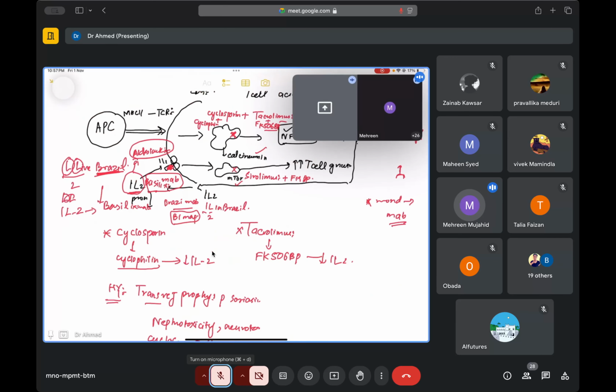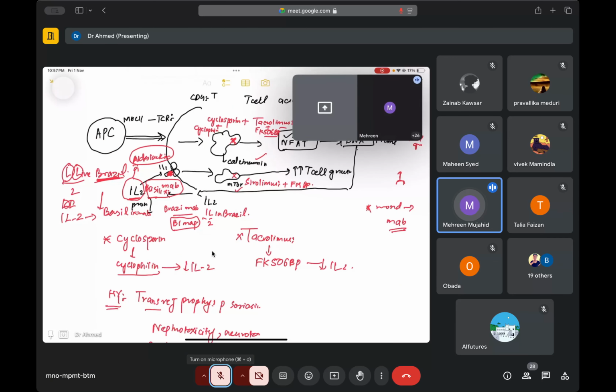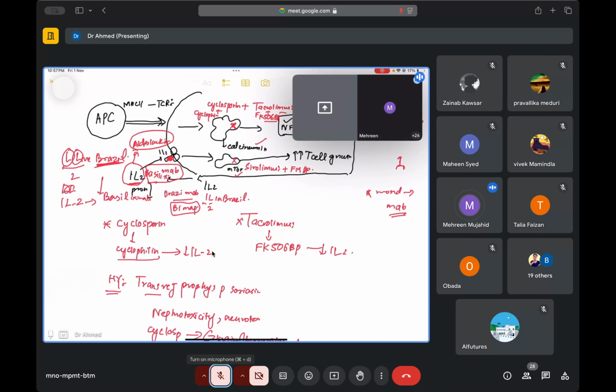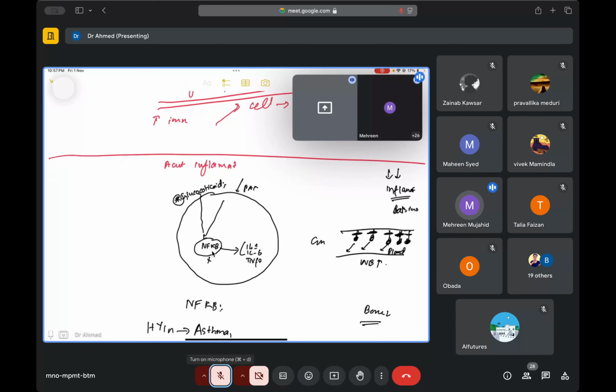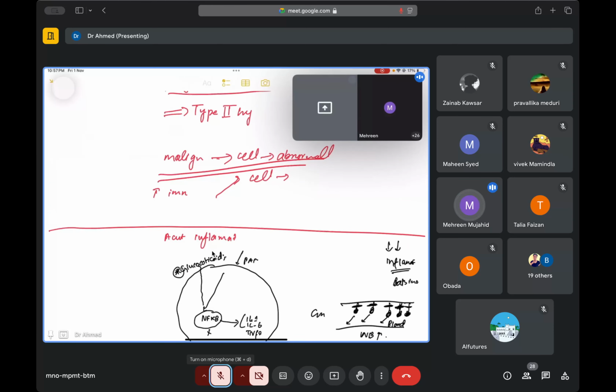What's the interleukin 2 inhibitor? Basiliximab, which is a monoclonal antibody. Perfect. What are the adverse effects? It causes edema and hypertension. Perfect. Then you have your glucocorticoids. Glucocorticoids have free access to the nucleus and they inhibit the NF-kB transcription factor. Yes.